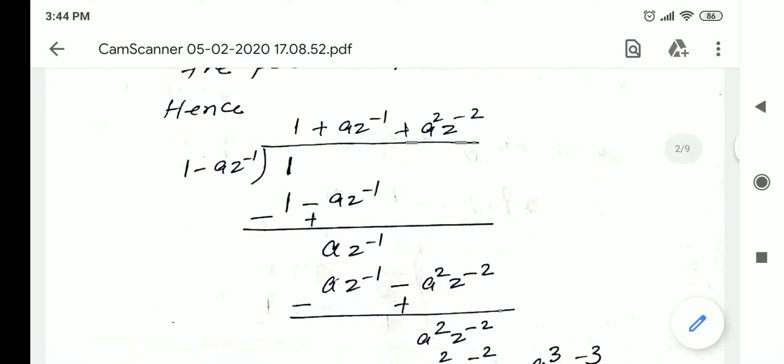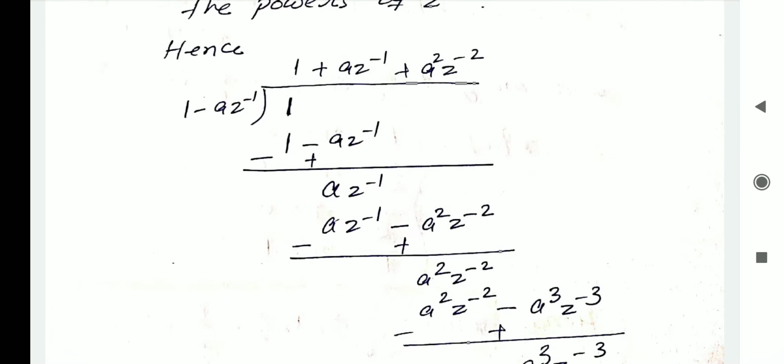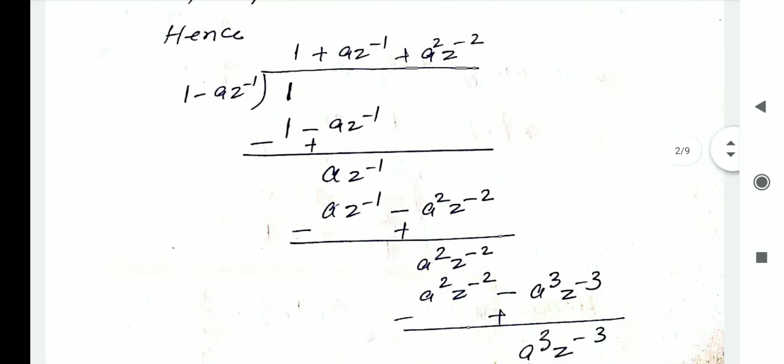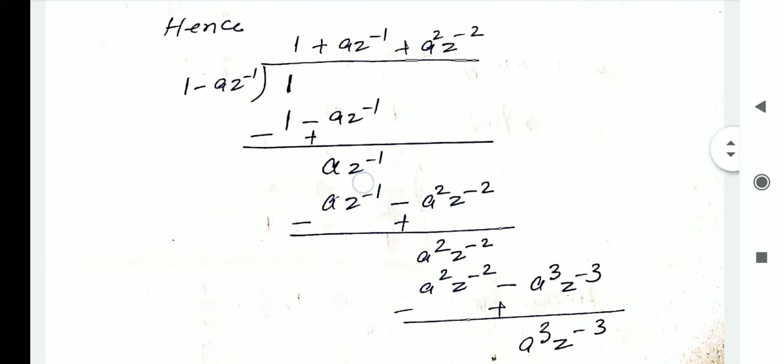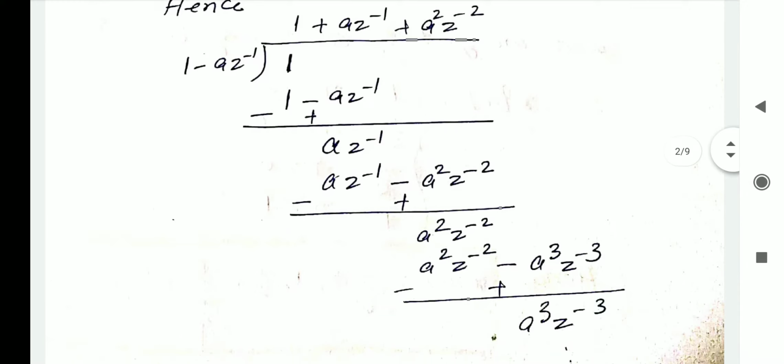Here the second term, minus a z to the power minus 1, we'll be dividing it. The 1 gets cancelled out. This becomes a z to the power minus 1. For this term, if we divide it by 1, it will again be a z to the power minus 1. So a z to the power minus 1 minus, this gets multiplied, minus a z to the power minus 1 getting multiplied by a z to the power minus 1. This becomes minus a square z to the power minus 2.